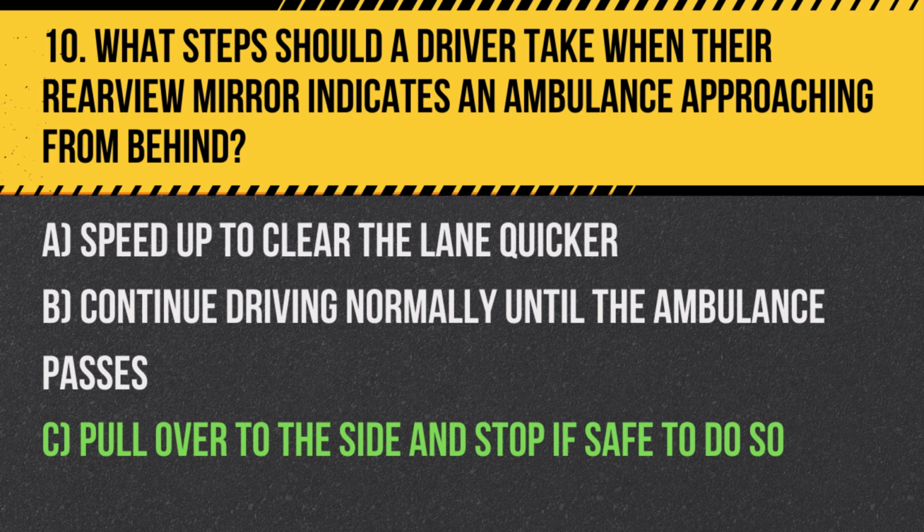Answer: C. Pull over to the side and stop if safe to do so. When an ambulance is approaching from behind with its sirens on, the driver should safely pull over to the side of the road and stop to allow it to pass.